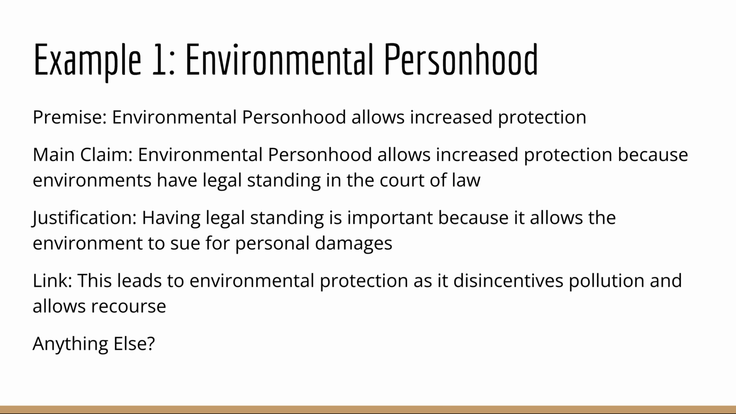First example is on environmental personhood. The premise is that environmental personhood allows increased protection. This happens because environments have legal standing in the court of law. Having legal standing is necessary because it allows the environment to sue for personal damages. This leads to environmental protection because it incentivizes pollution and allows recourse.